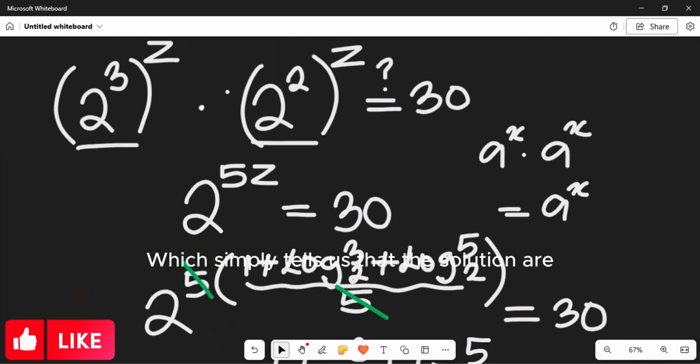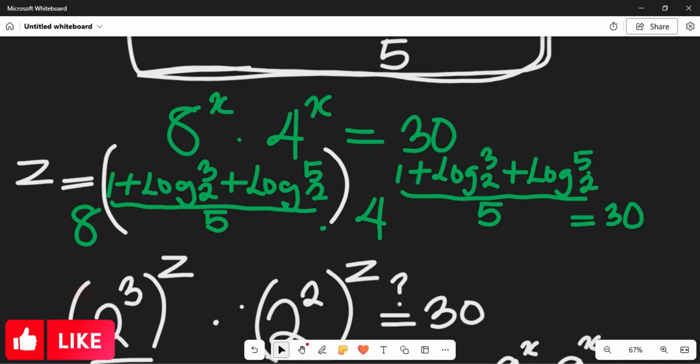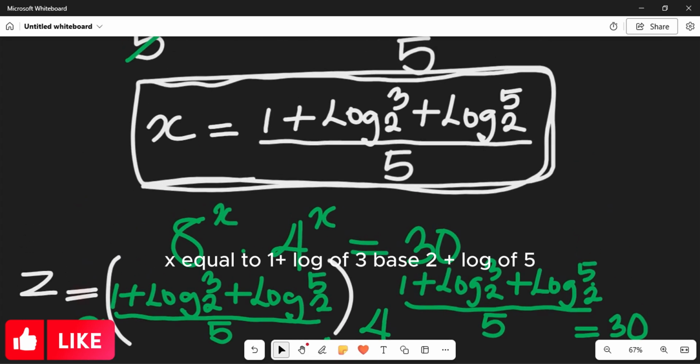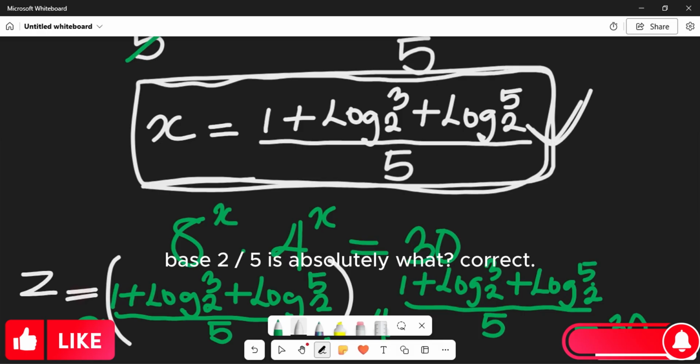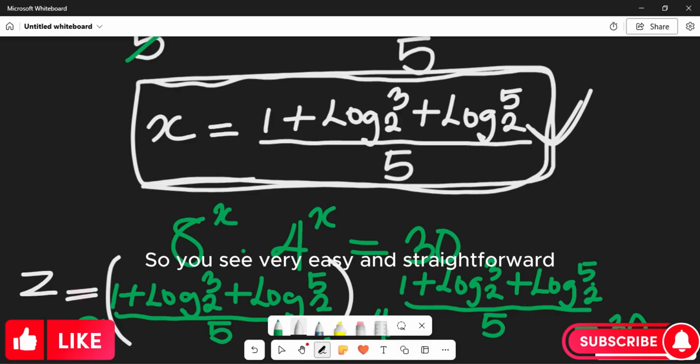that the solution x equal to 1 plus log of 3 base 2 plus log of 5 base 2, all divided by 5, is absolutely correct. So you see, very easy and straightforward.